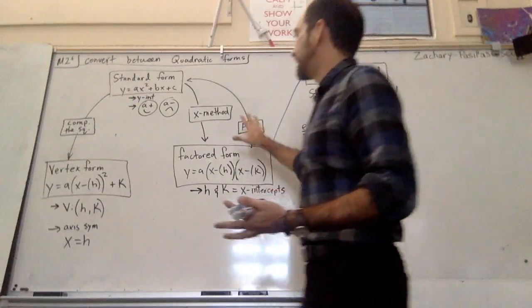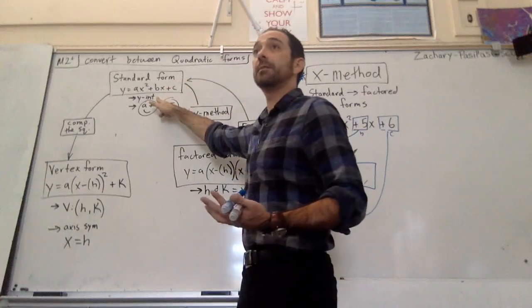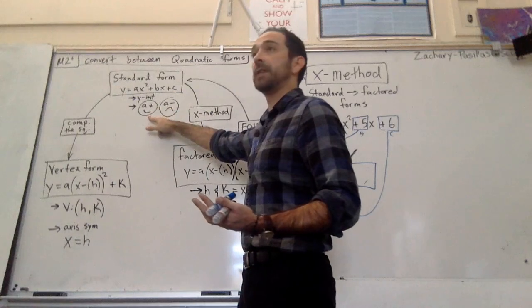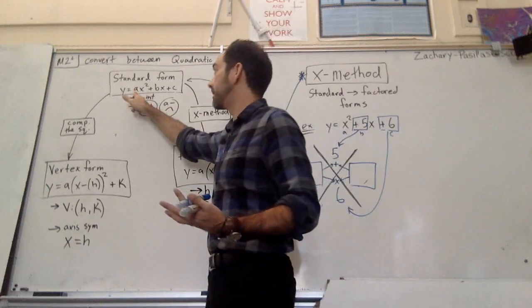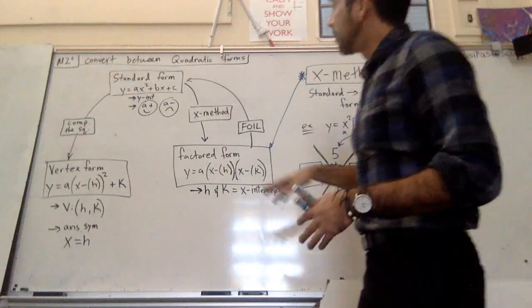Now, we know one of these pathways here. If I have standard form, which is easy to find what? Y-intercept. It's just whatever my C value is. And I know if it's happy or sad, that's easy because we can look at the A value right off the bat. Now down here, we're going to use a method today.